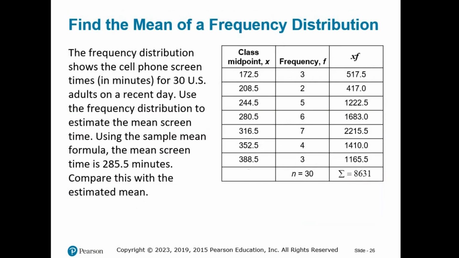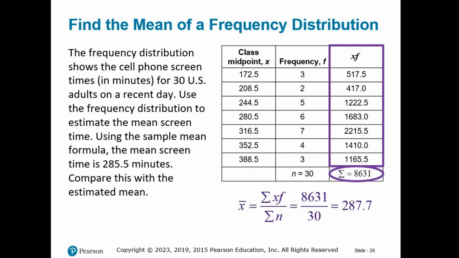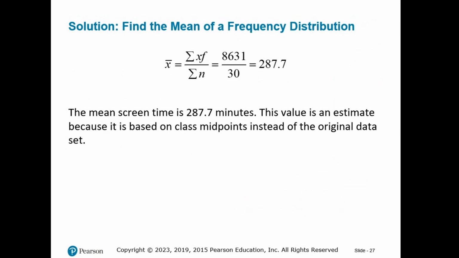Let's reuse a data set that we've seen before and see how this works. The frequency distribution shows the cell phone screen times in minutes for 30 U.S. adults on a recent day. Use the frequency distribution to estimate the mean screen time. Using the sample mean formula, the mean screen time is 285.5 minutes. Compare this with the estimated mean. So now if we use this new formula, we use the midpoints that we already had and frequencies to find the sum of the frequencies and products of midpoint and frequencies and the sum of those products. Using this formula, we get an estimate of about 287.7, which is actually pretty close to the actual screen time of 285.5 that we found with the actual numbers.